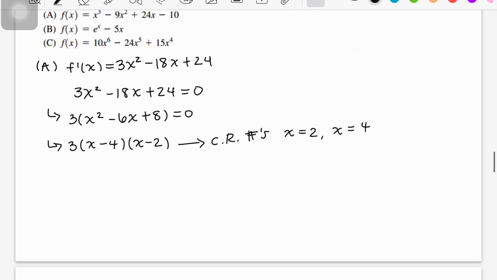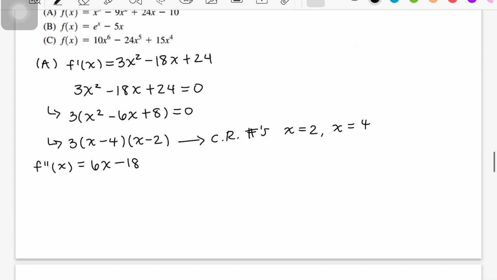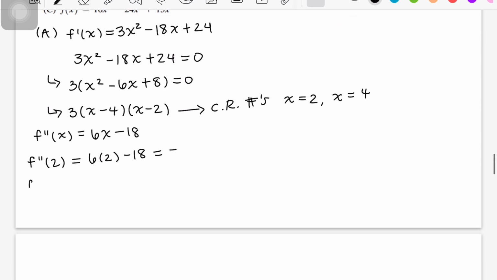Now we're going to want to evaluate our second derivative at these critical numbers. First, taking the derivative using our power rule, the second derivative is going to be 6x minus 18. So our second derivative evaluated at the first critical point is going to be a negative number. And evaluated at our other critical point, we get 24 minus 18, so this will be a positive number.